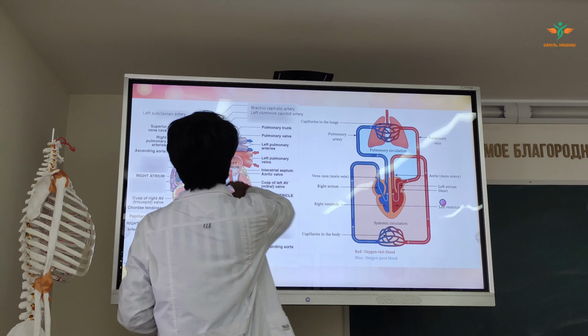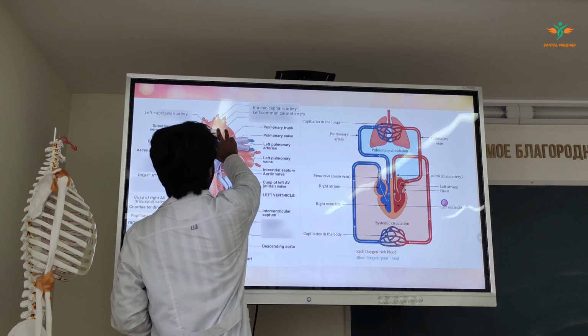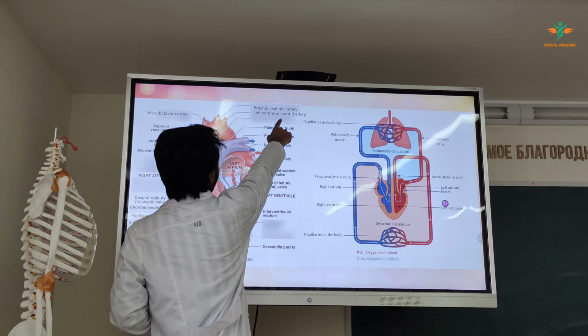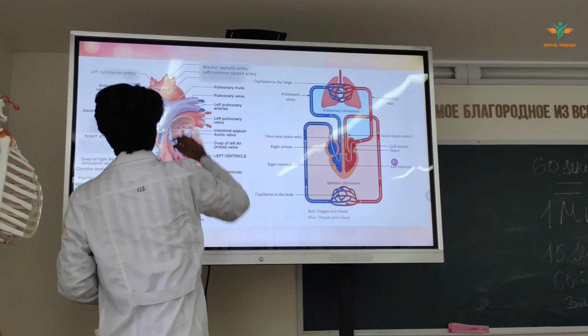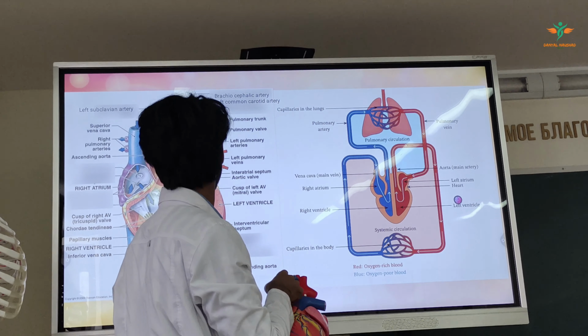The aorta gives off three major arteries: the brachiocephalic artery, the left common carotid artery, and this is the left subclavian artery.